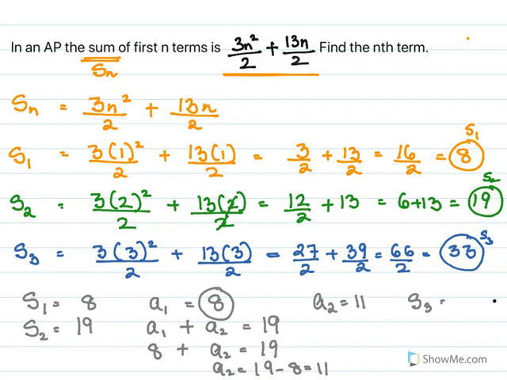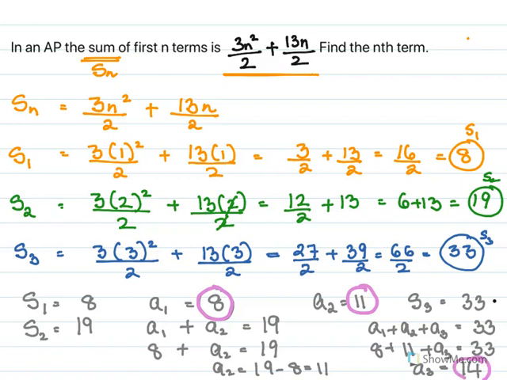Now my S3 equal to 33. The S3 is A1 plus A2 plus A3, 33. A1 we know is 8, A2 we found as 11. Now we find A3. When you work this out, you get your A3 as 14. So we've got the three terms of the AP: A1, A2 and A3. Now they said find the nth term. So we saw in the AP you have A1, which is 8, A2 was 11 and A3 was 14. We need to find the nth term.